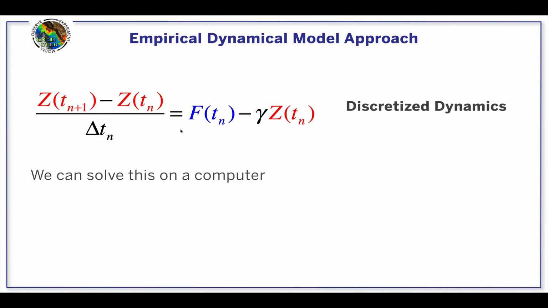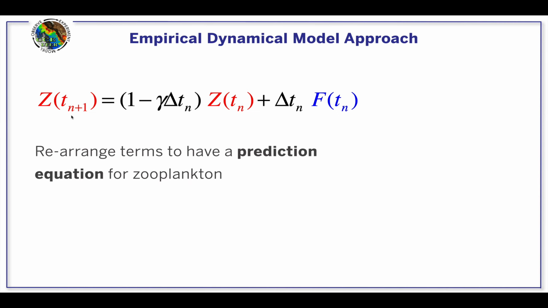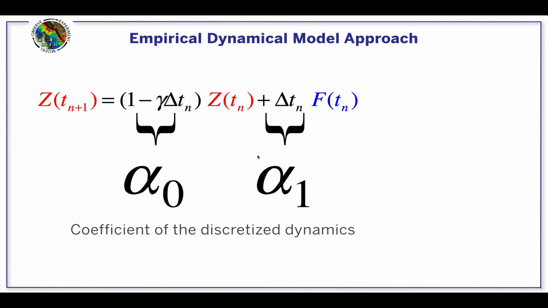We can now rearrange the various terms to write a prediction equation for zooplankton, where the zooplankton at a future time is a function of zooplankton at a previous time plus some additional forcing term. In this simple equation, we have two coefficients of the discretized dynamics, alpha 1 and alpha 2, that are determined by the structure of the differential equation.